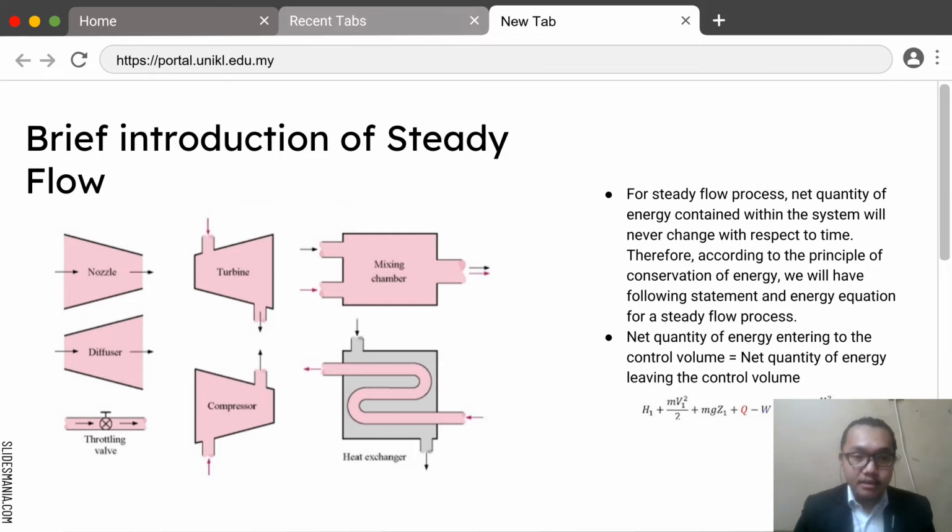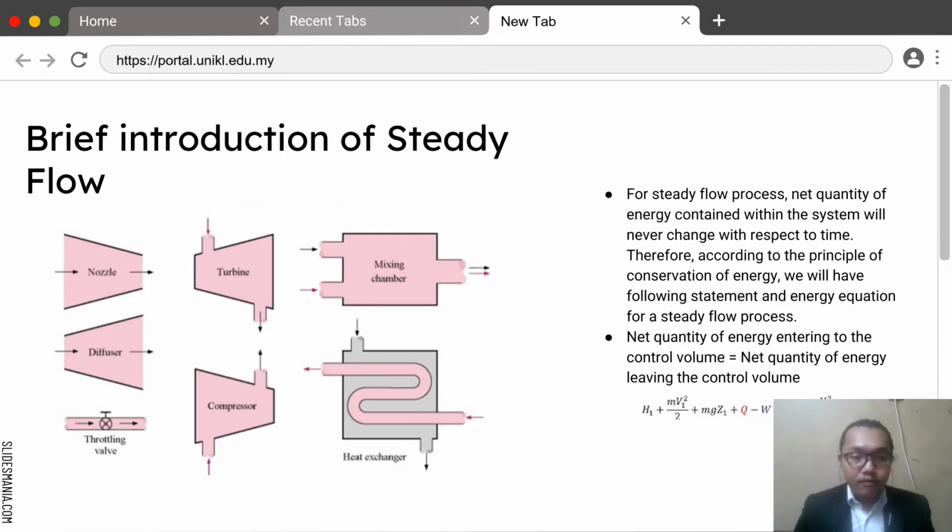So in this slide, I will brief some introduction of steady flow, and after that we will analyze the steady flow energy for turbine. For a steady flow process, the net quantity of energy contained within the system will never change with respect to time. Therefore, according to the principle of conservation of energy, we will have the following statement and energy equation for a steady flow process.